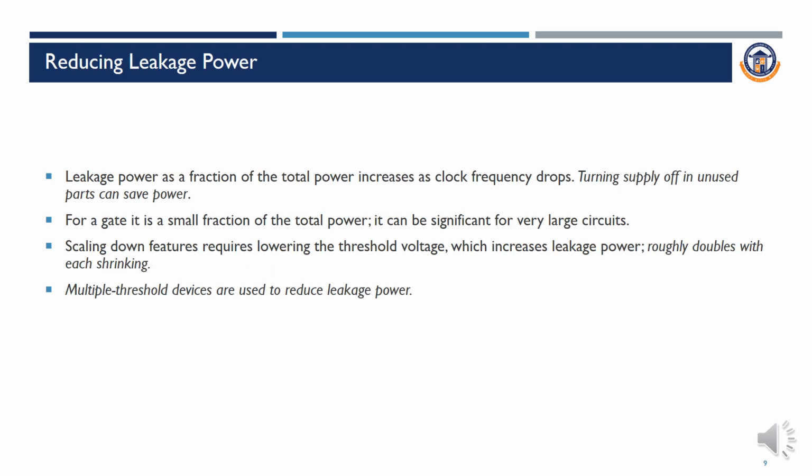How are we going to reduce the leakage power? It is a fraction of the total power that increases as the clock frequency drops. Turning off the supply of unused parts can save power. For a gate, it is a small fraction of the total power, but it can be significant for very large circuits. Scaling down features requires lowering the threshold voltage, which increases leakage power, roughly doubling with each shrink. Multiple threshold devices are used to reduce leakage power.